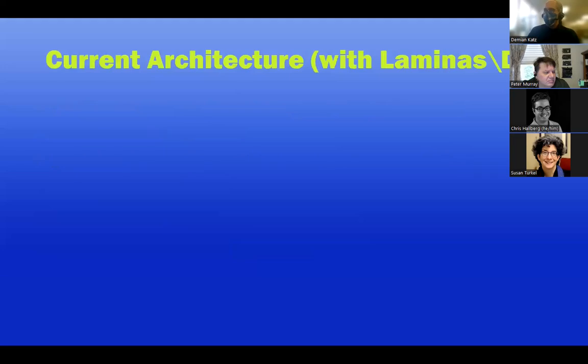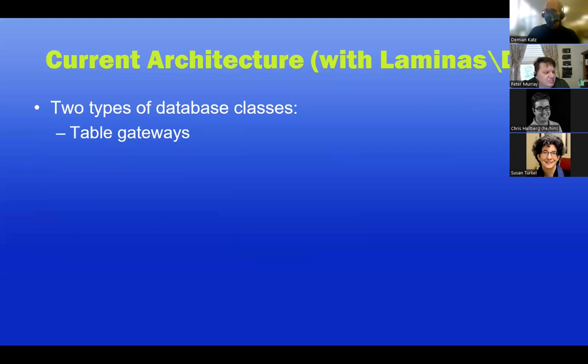So let's talk about how VuFind's current architecture with Laminas DB is set up. There are currently two types of classes that manage interaction with the database. There are what we call table gateways, which are classes representing tables in the database.